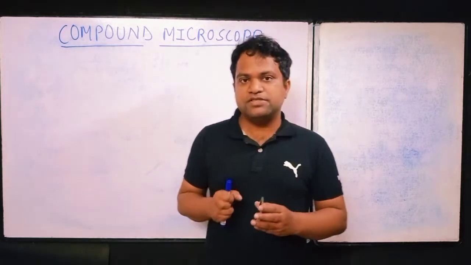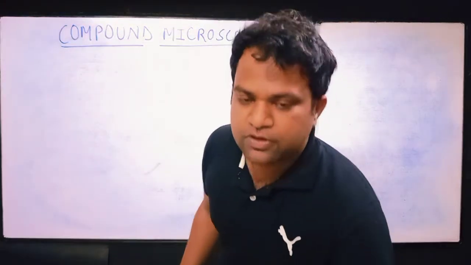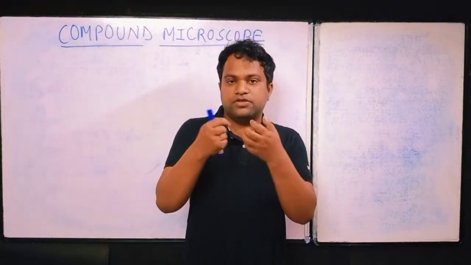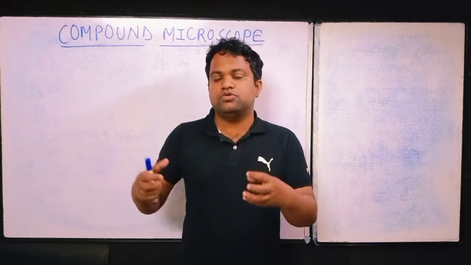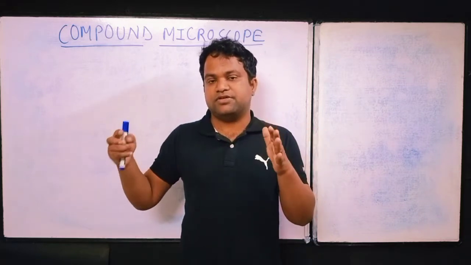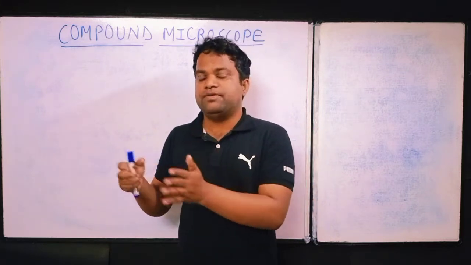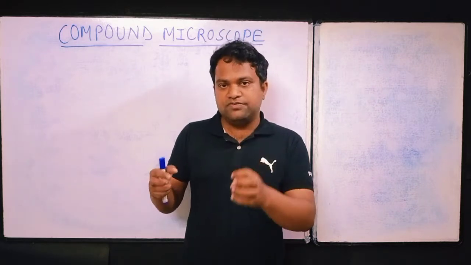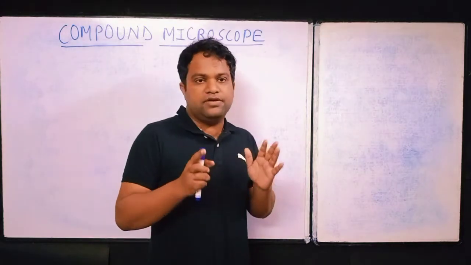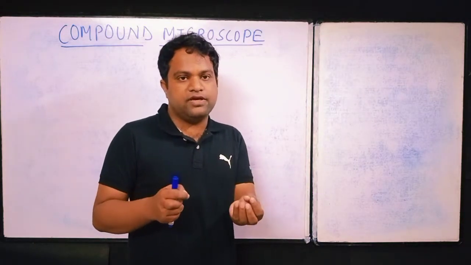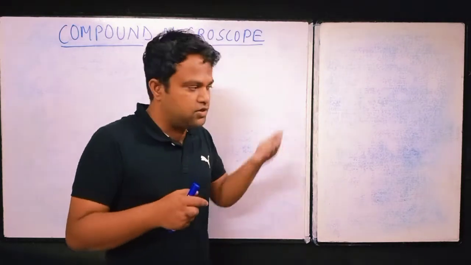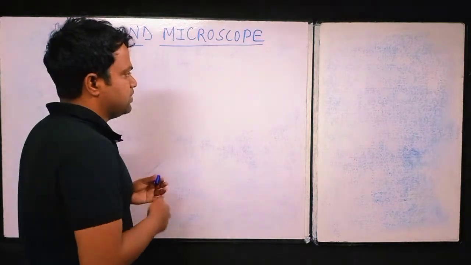So this is the principle of the compound microscope, where two converging lenses will be coaxially fixed, and magnification will happen two times. First by the objective, second by the eyepiece. Now let us discuss a little bit briefly the simple microscope and its angular magnification, and then we will discuss the compound microscope, because you will understand this concept in a better way.